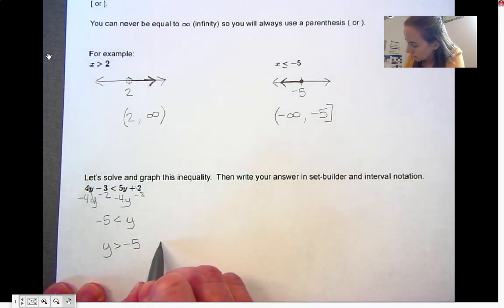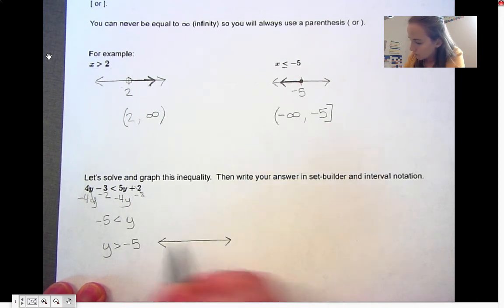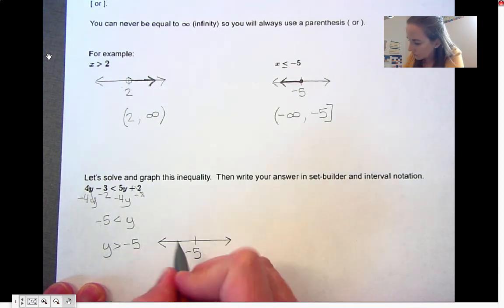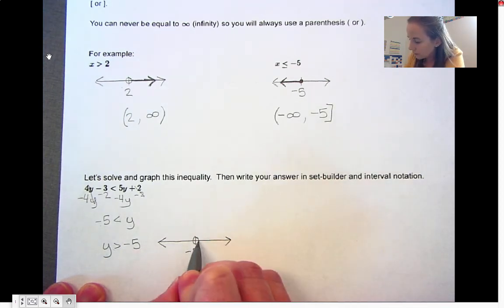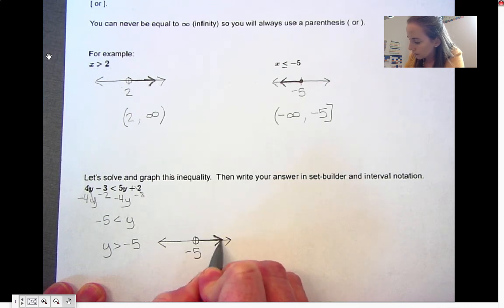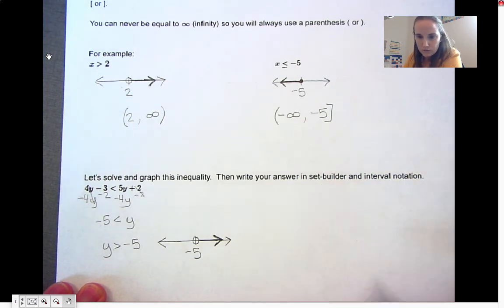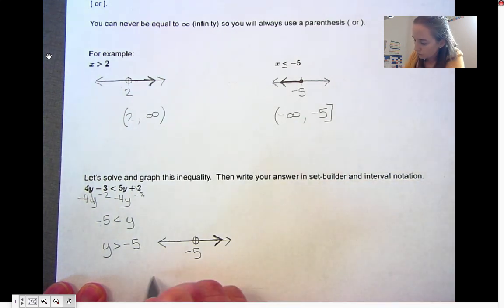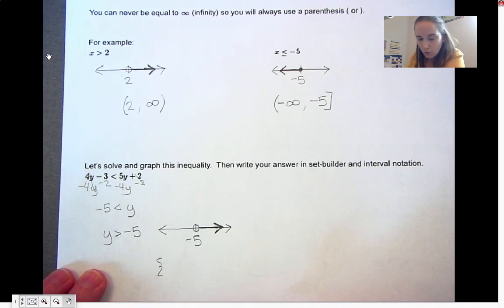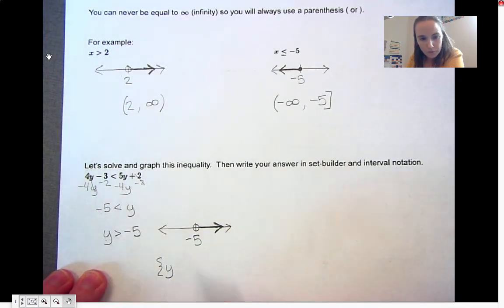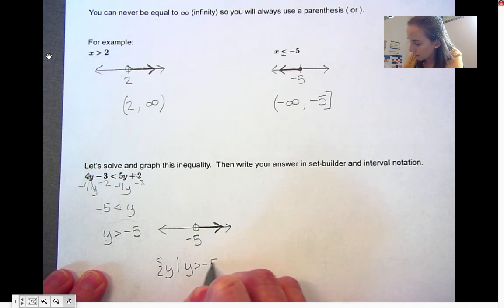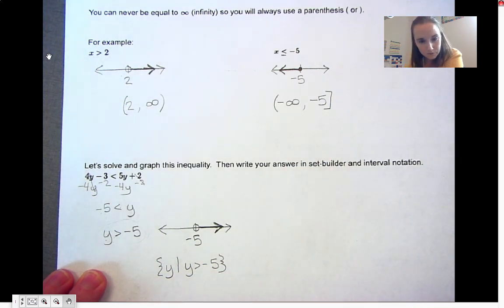Let's draw a number line, -5, and we're looking for greater than the -5, no equal to, so open dot, greater than, shades to the right. This says, then write your answer in set builder and interval notation. So set builder would be brace. Y is our variable such that this right here defines where the solutions are. Y is greater than -5. Close your brace. That's set builder.